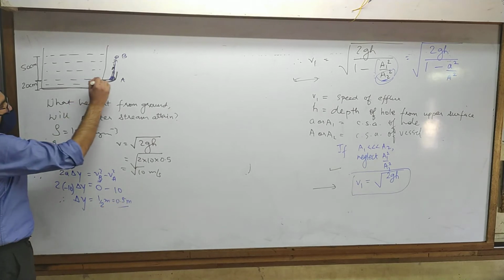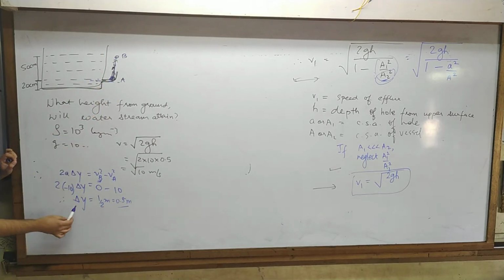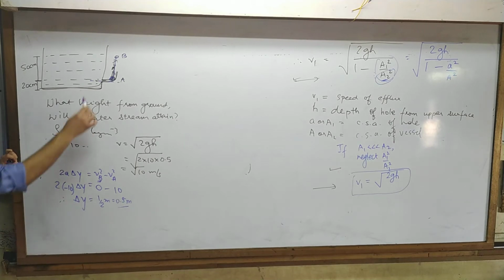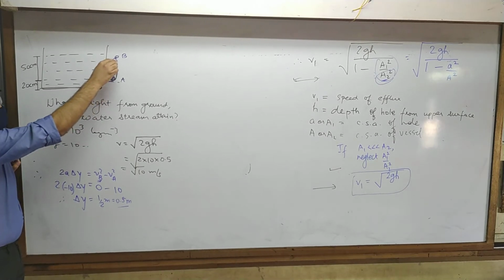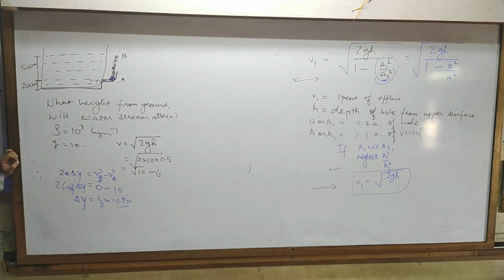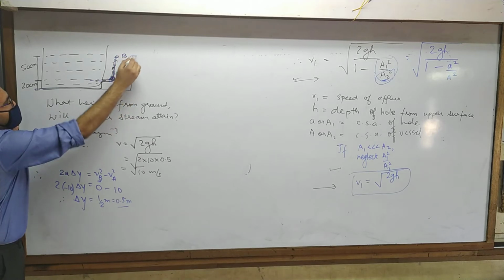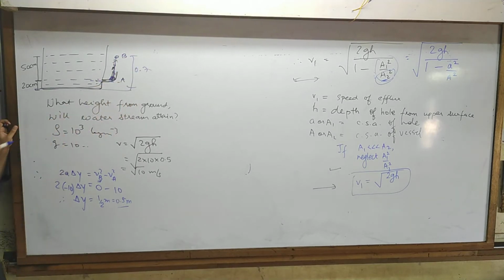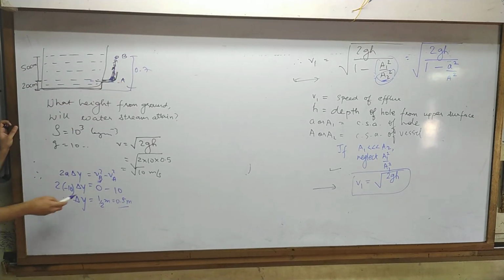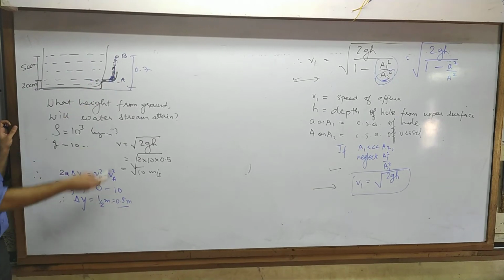But that is from A to B. Don't forget, we have calculated delta y from A to B. So what's the total? 0.7. How many of you understood that? From the ground, how much is this height? It will be 0.7. Do you notice a coincidence? Same height. Yes or no? Yes. It's not a coincidence.